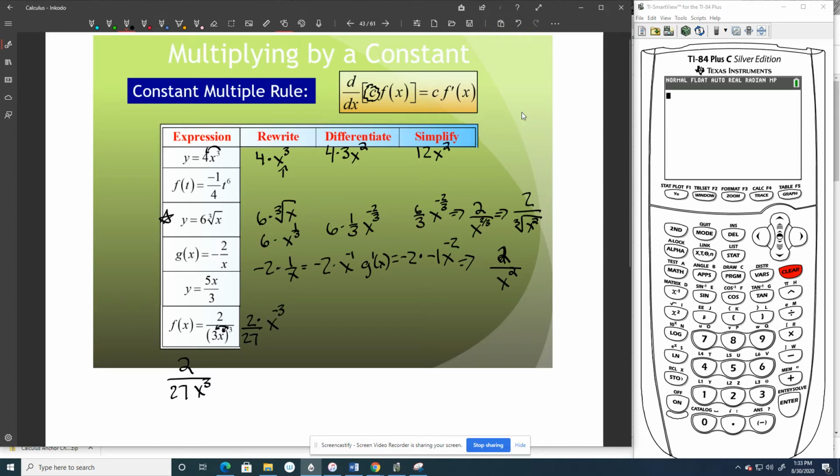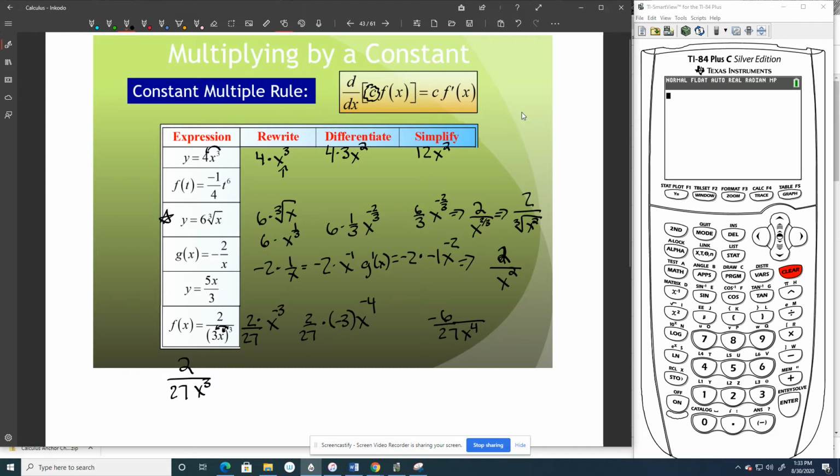So now when I differentiate, the 2 27ths can just sit there for a minute. They're going to multiply by that -3 that's going to drop down. And this is going to be x to the -4. So when I simplify, -3 times 2, that's -6 over 27. And then I'm left with this x to the -4th, which I'm going to move to the bottom and make it an x to the +4th.